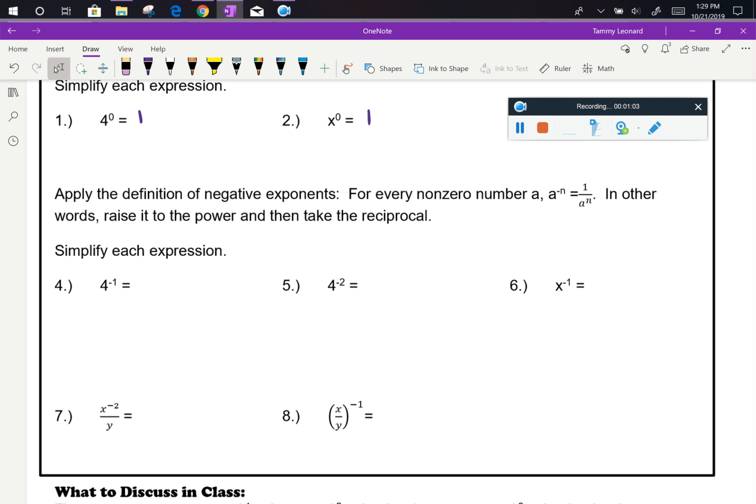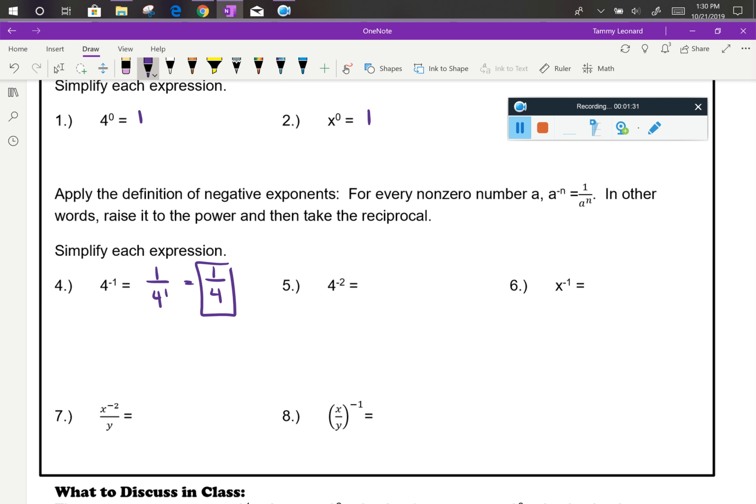In number 4, we see 4 to the power of negative 1. That's simply asking us to take 1 over 4 to the first power. Notice when we take the reciprocal, we no longer need the negative exponent. Since 4 to the first is just equal to 4, 4 to the negative first power simply equals 1/4.